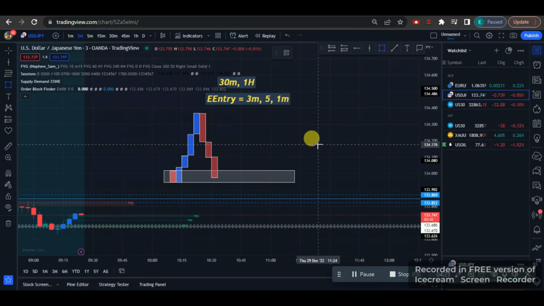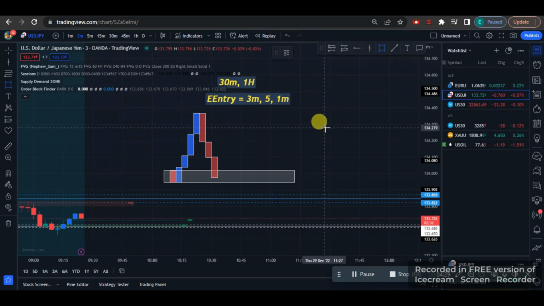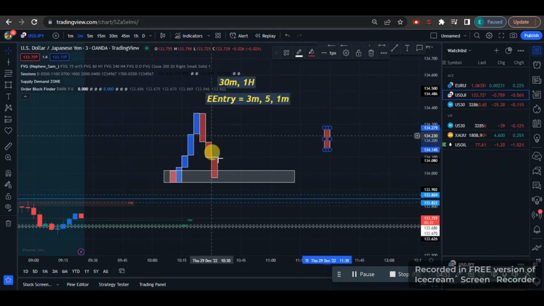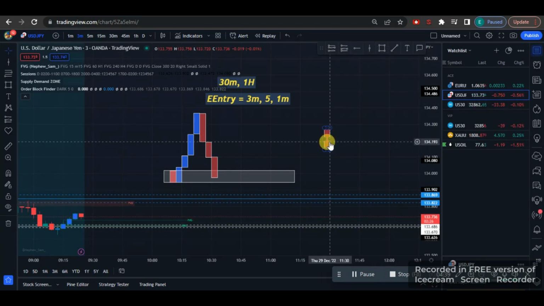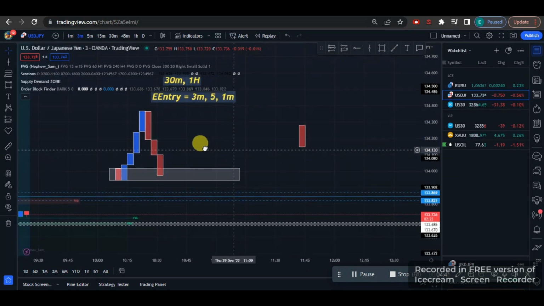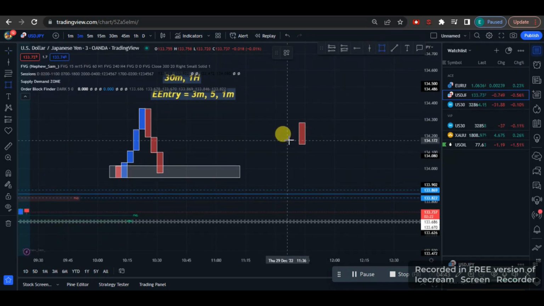But preferably, guys, I prefer to take on the 1 minute time frame, because if you notice, most of my videos are about 1 minute time frame, because I love trading on the 1 minute time frame. So let's just say, okay, now this is the retracement back to that order block zone, and let's just say this is the 3 minute time frame, or the 1 minute time frame, or the 5 minute time frame.